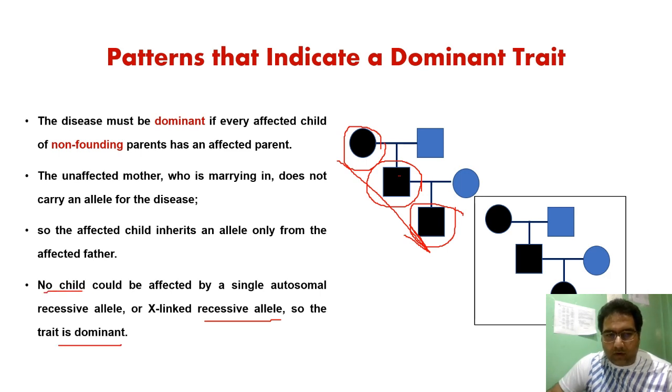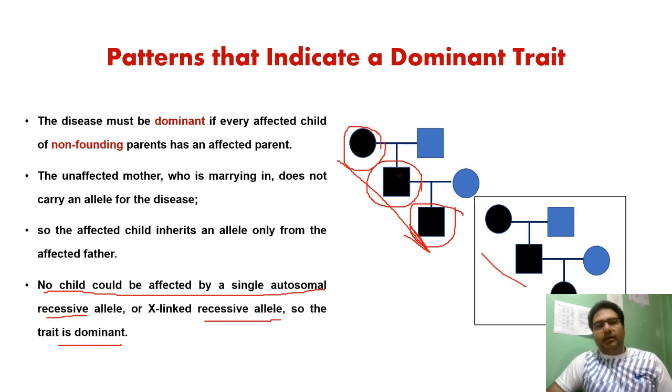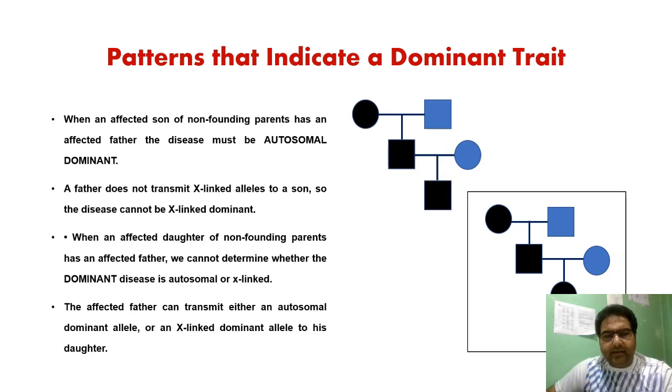So no child could be affected by a single autosomal recessive allele. Here we are clearly seeing that none of the children is affected by a single autosomal recessive allele or X-linked recessive allele, so the trait is dominant. Here this very disease trait is dominant. It is not a recessive trait, it is a dominant trait. Now we will look at some of the patterns which indicate a dominant trait.